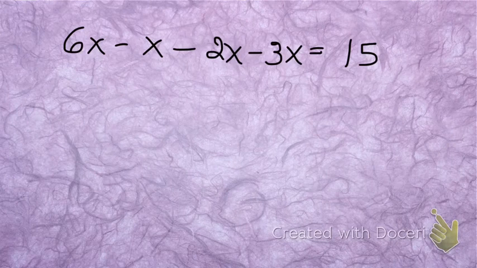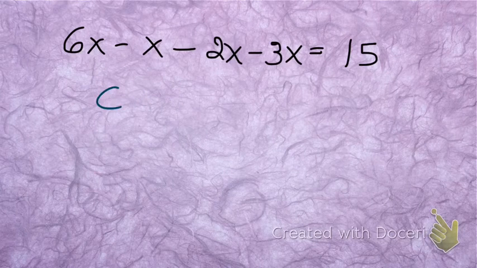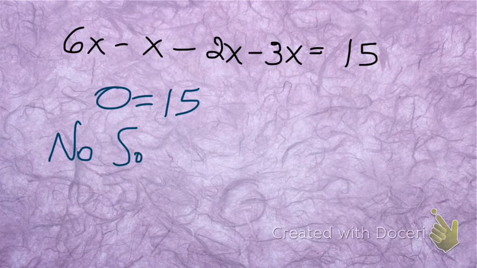So 6x, take away an x, take away 2x, take away 3x. Well, if you combine like terms, you're left with nothing. You could call it 0x if you wanted to, but you're really just left with nothing. And 0 times anything is 0. We're looking for the value of x that will make 0 equal to 15. Well, there is no such value of x, and we would conclude that there is no solution.